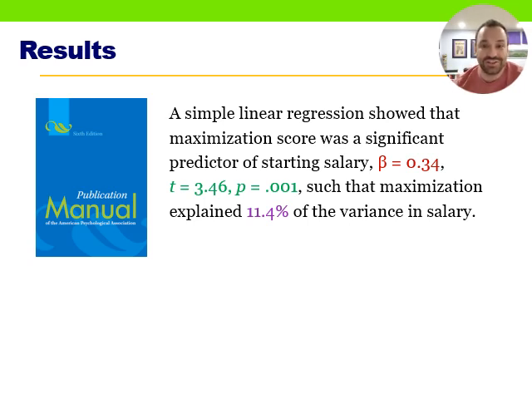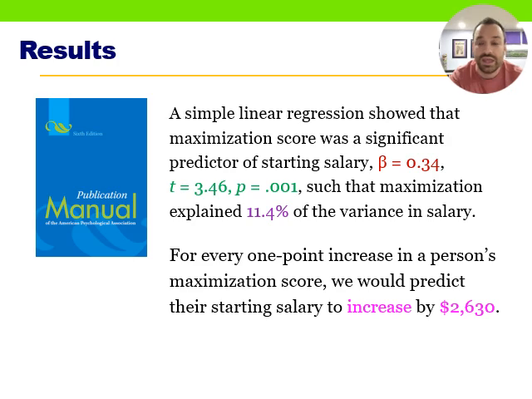The other thing we can add to our write-up is an explanation of how much of the puzzle we've been able to figure out. So in this case, R squared equals 11.4%, which means that maximization, which was our only predictor here, explained 11.4% of the variance in salary. If we want to be even more specific, we can interpret the value of the slope. For every 1 point increase in a person's maximization score, we would predict their starting salary to go up by $2,630.